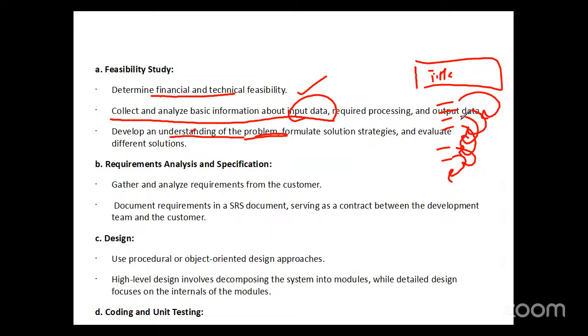So based on this information which you have, you are identifying the gaps between these inputs and outputs. Then you are coming to a conclusion of what your problem is, that is, what your problem statement is, right? Once the statement is fixed, then you go for your solution strategies. Okay. So that is the process that you are doing in the feasibility study, right?